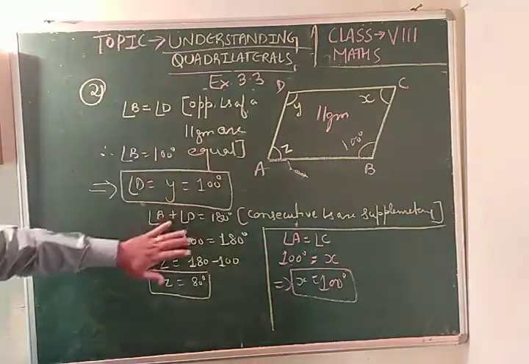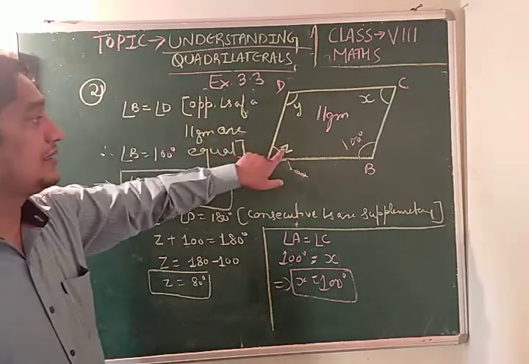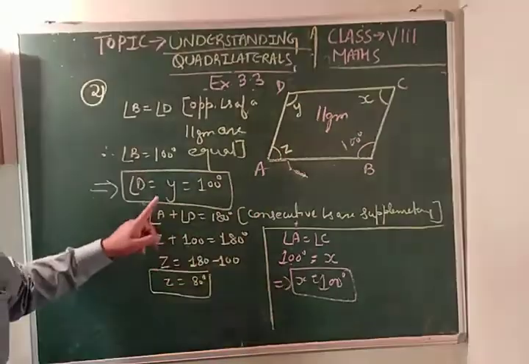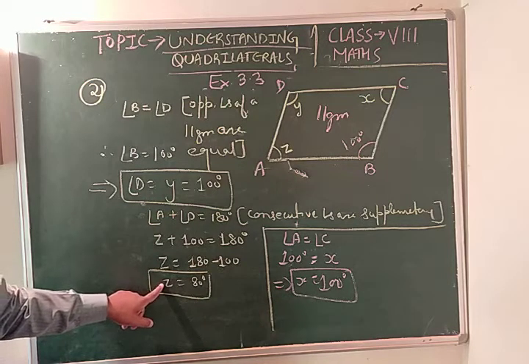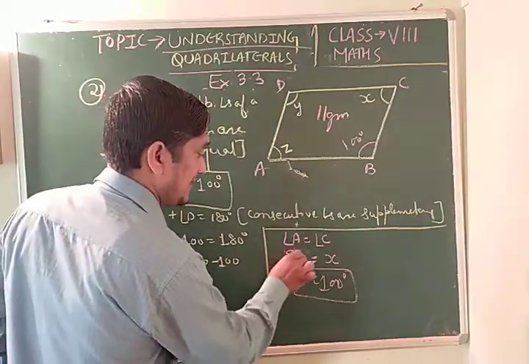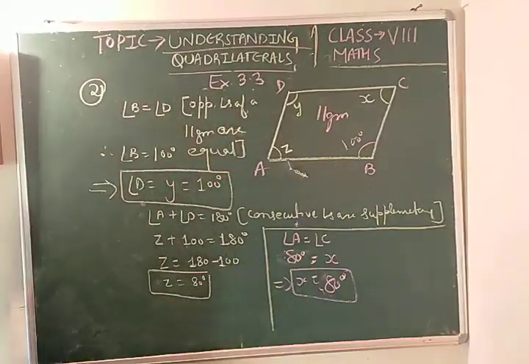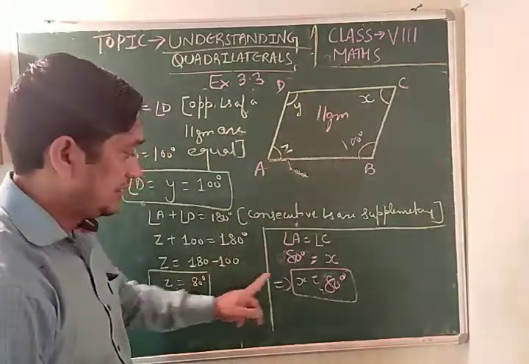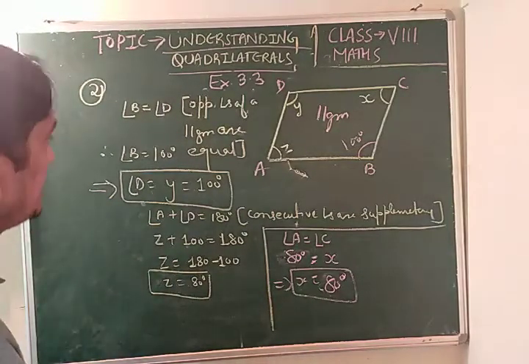Now by this way, by applying the properties of the parallelogram, we are able to find all the unknown angles X, Y, Z. The value of Y is 100, and the value of Z, no children, please listen, the value of Z is 80. The opposite angles of a parallelogram are equal and Z is equal to 80. So the value of X is also 80. Next is second part.